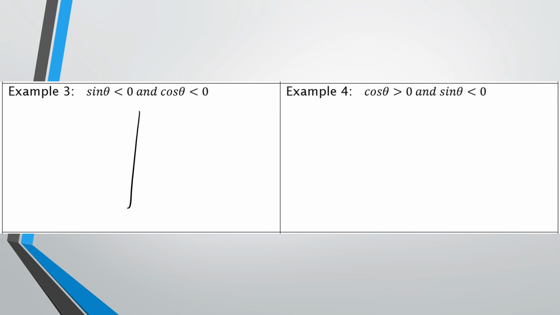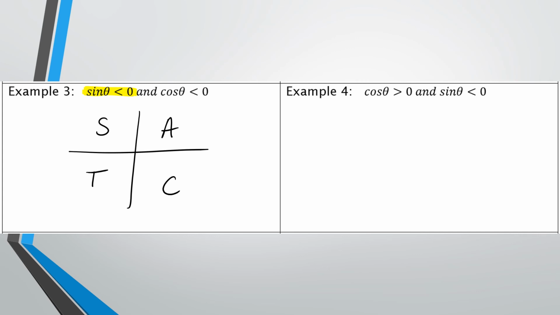Same thing. This one is double tricky. So ASTC, that's always the first thing you start with. And now I have 2 functions, both of them are negative. Sine is less than 0. That means I want to know where sine is negative. So the first thing I'm going to do before I highlight the quadrants is figure out where sine is positive, and then I'm going to highlight the other two.